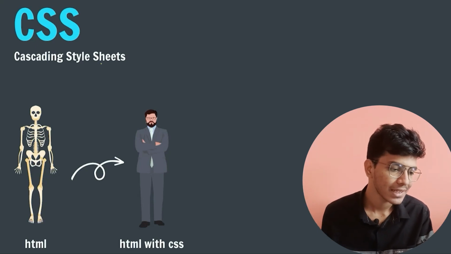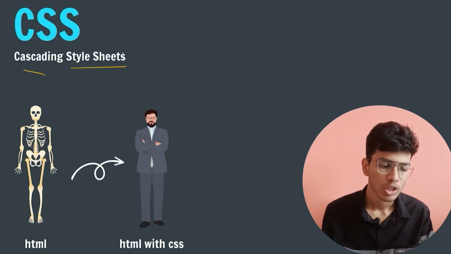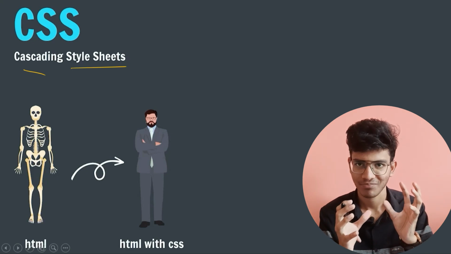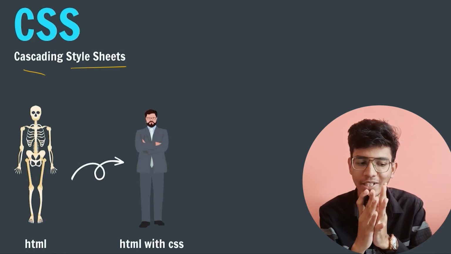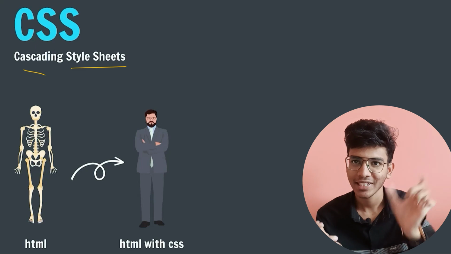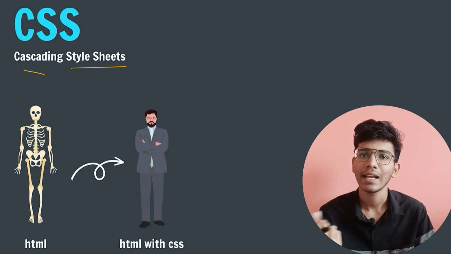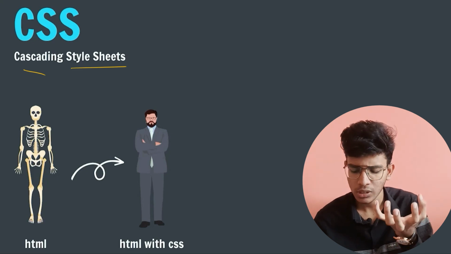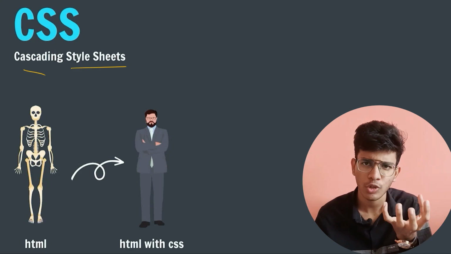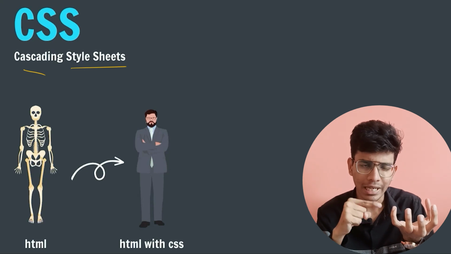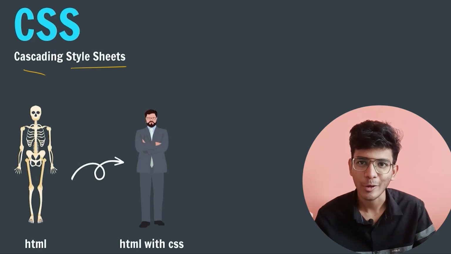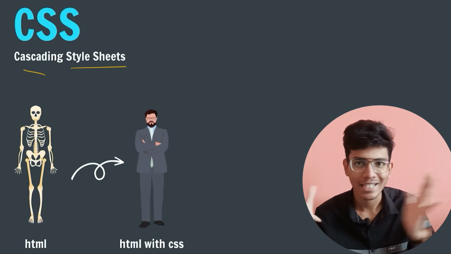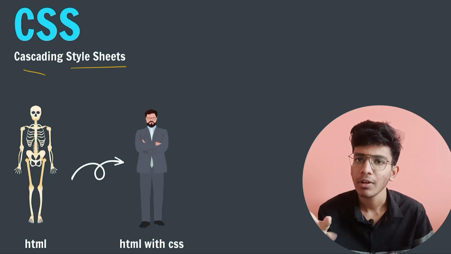The full form of CSS is cascading style sheets. This can be divided into two words. The first one is cascading and the second one is style sheets. You can consider that the only work of HTML is to give you a structure. HTML will not take care of, okay, this website is not looking good, so let me arrange the table here. It will not take care. It will have some default values and it will do that.